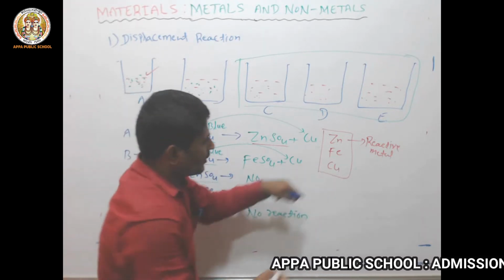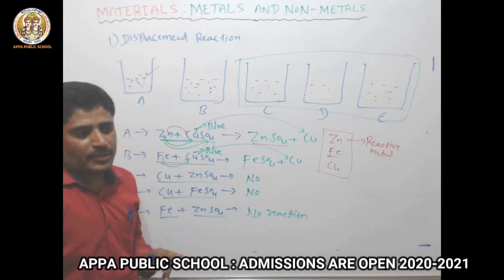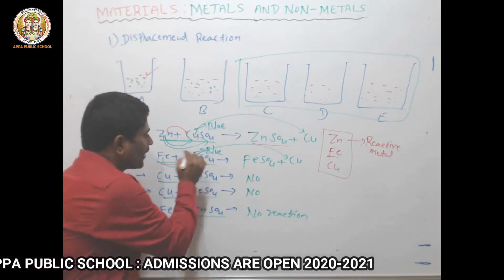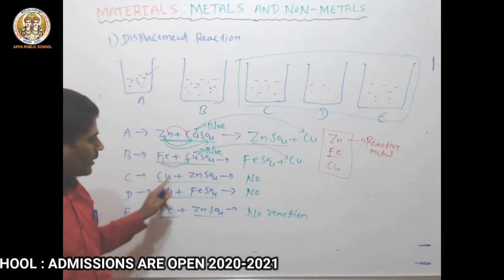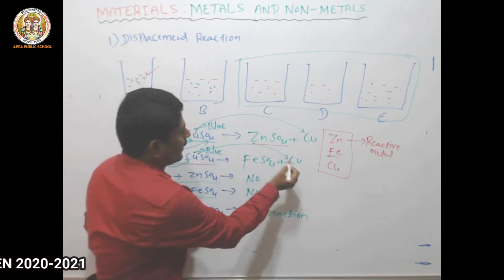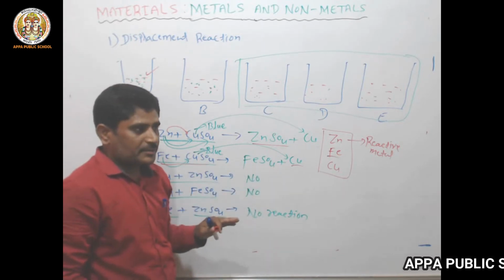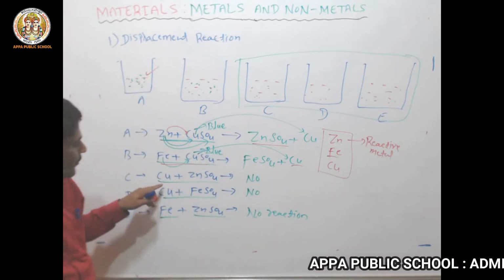Already I told. Second is iron. Yes. So iron reacts with copper sulfate. Here also iron is more reactive than copper. Iron displaces the copper. So copper gets separated and forms iron sulfate. Then the third point, beaker C.